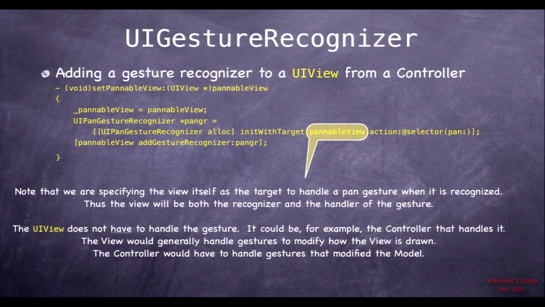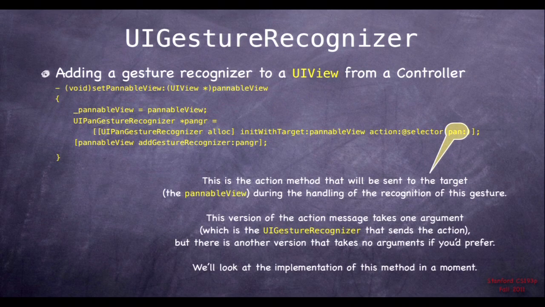So the target is who, meaning what object, is going to handle it when this gesture gets recognized. In this case, I'm going to ask the view to handle it, the same view I'm adding this gesture recognizer to. And then pan: is the method that's going to be sent to the view. The action is going to be sent to the target when this gesture starts to be recognized and continues to be recognized. The argument to pan: is not sender, though. It's the gesture recognizer that caused this message to be sent.